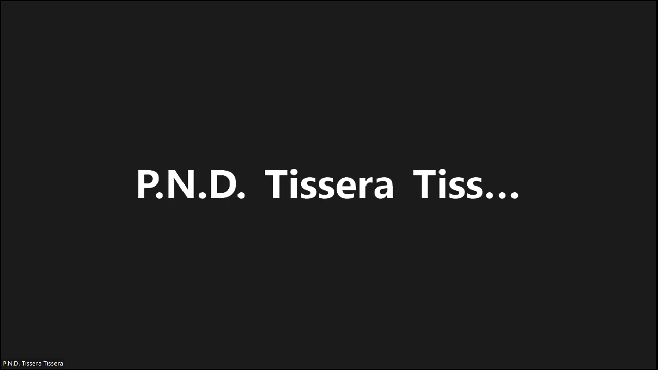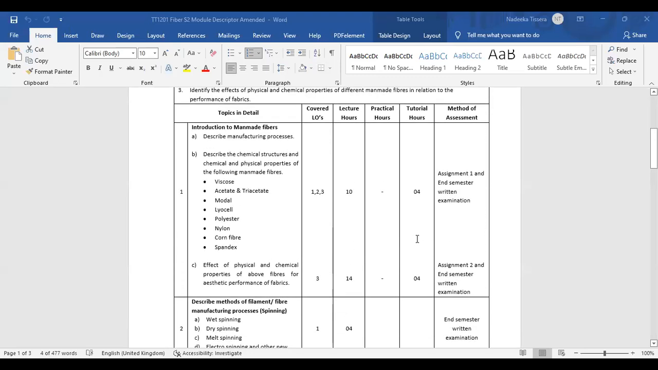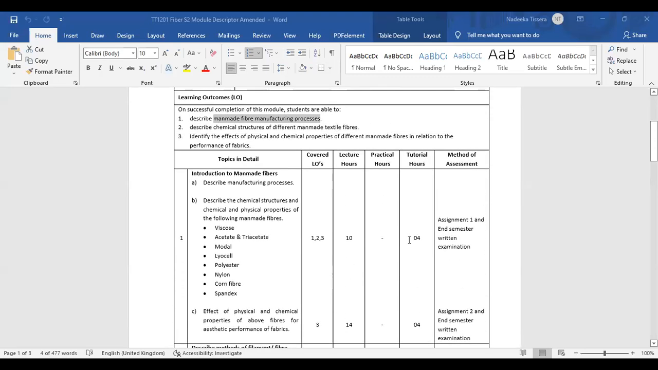Okay, if I go more specific about this subject, this is what we are going to cover. Let me share the module description with you. This is the module description, and this is what we are going to cover, and then the number of lecture hours that we are going to allocate.